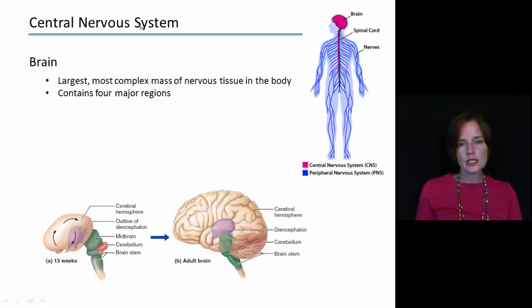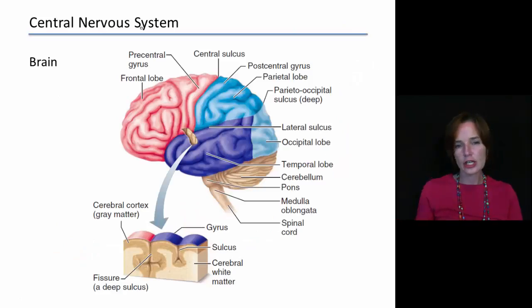The brain is really the largest, most complex mass of nervous tissue that we have in the body. And you can see down here at the bottom of this slide a brain from a 13-week-old fetus, and then we can also see the adult brain there. This brain itself contains 4 major regions. If we briefly look at those 4 major regions, you can see them shaded in different colors in this image here. We call these lobes.